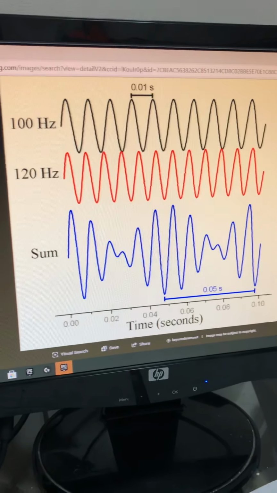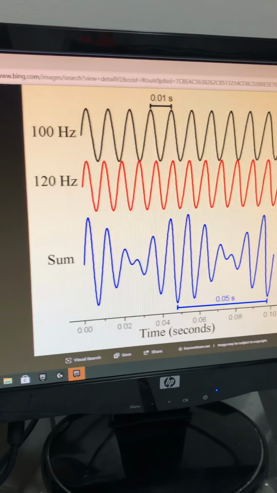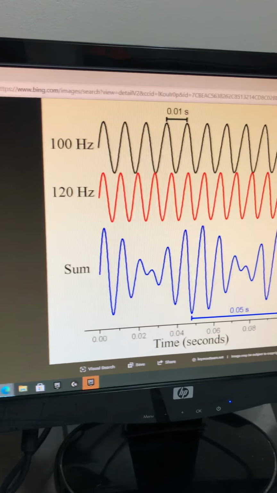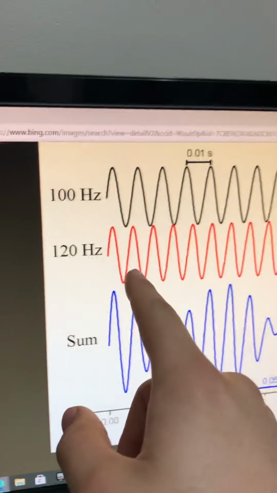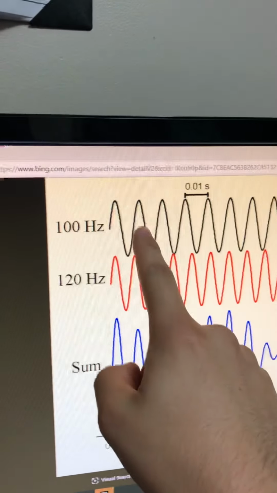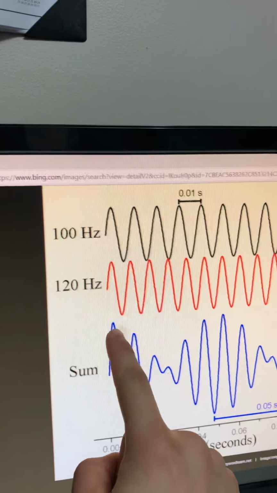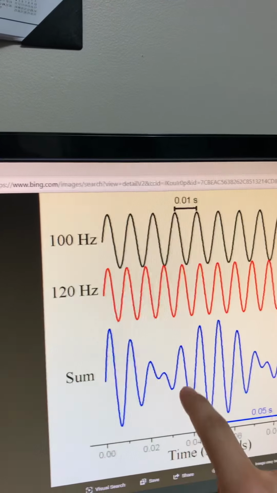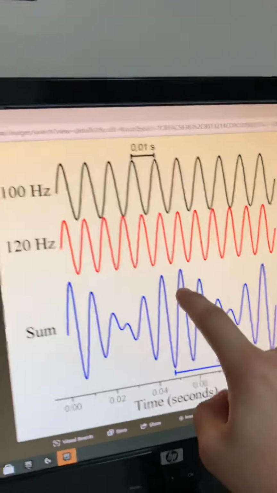You can get a beat whenever you play two tones that are close to each other in frequency, and they're both going to constructively and destructively interfere with each other. As you see here, these two waves are at different frequencies but fairly close, and their sum right here is going to start to constructively interfere, and then it's going to start to destructively interfere from here to here, and then it's just going to repeat the cycle.